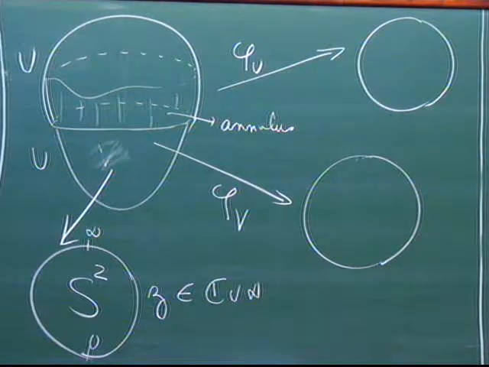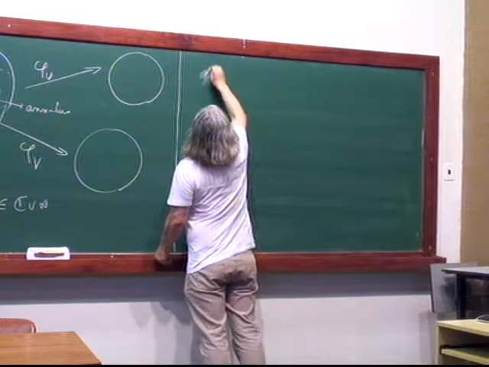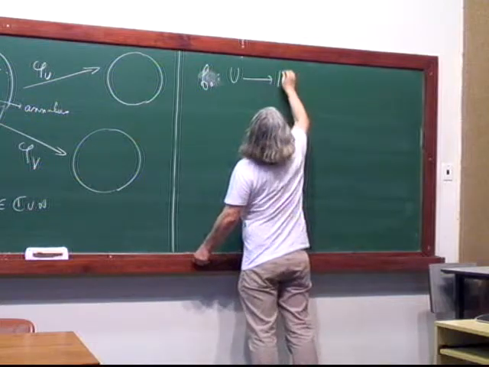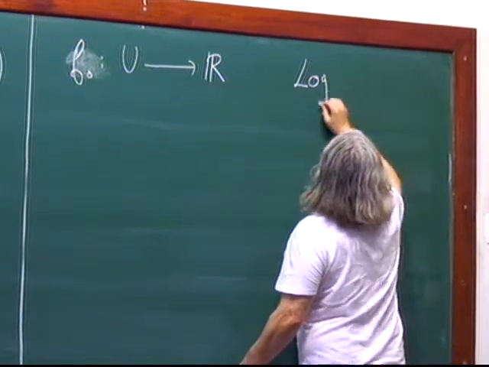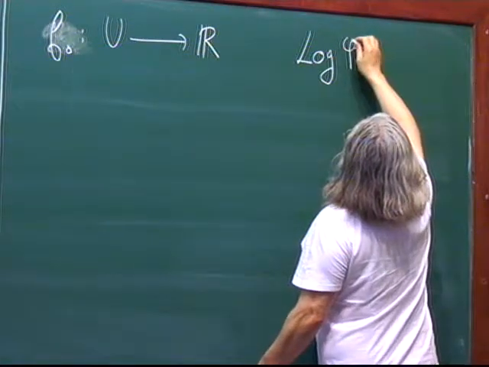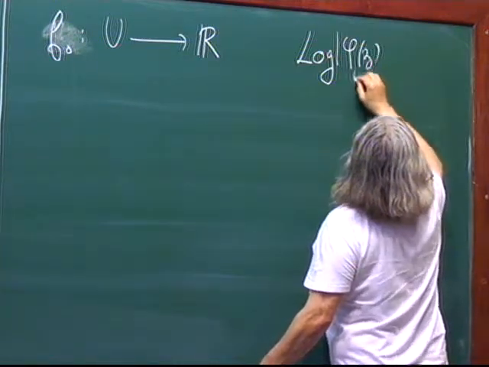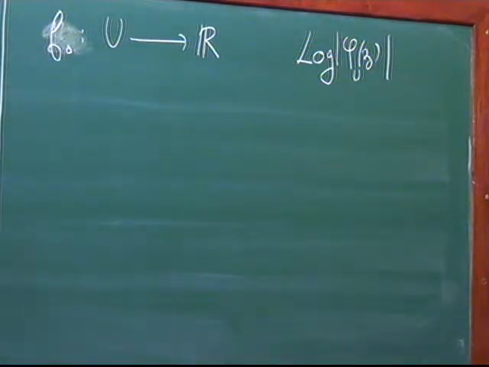And you define, let's say, F0, a function from U to the real numbers, defined as the log of the modulus of phi of Z. So in U you have a map to the unit disk, you take the value, and take the log of the modulus.